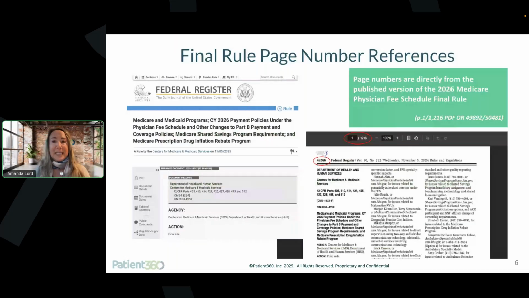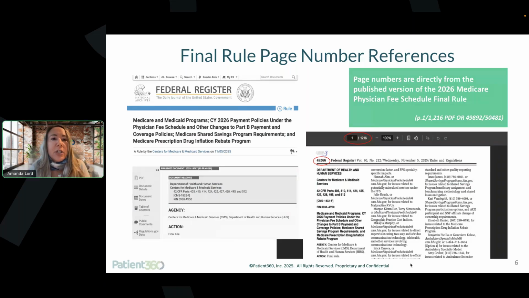This is how to understand our page number references on most of the slides that you're going to see. So these page numbers are directly from the published version of the final rule. There's a bunch of different versions, and this one is the published version. We're going to cite both the PDF page number for you and then the federal regulatory page number. So if you don't want to read the whole final rule, but you want to go back and dig into something and sink your teeth into it, we have page numbers on all the slides so that you can go right there into the final rule. Next slide.